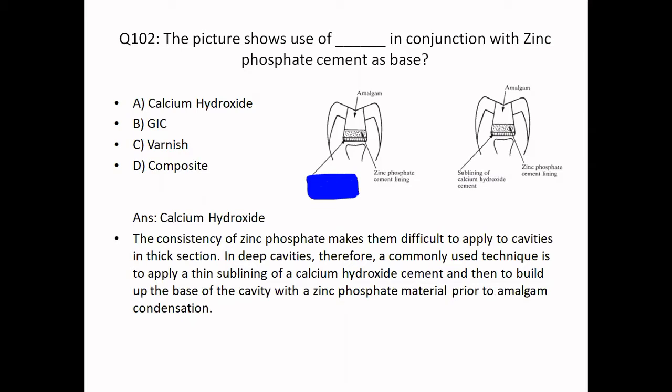The answer to this becomes calcium hydroxide, because this is a place of deep fillings. In deep fillings, the consistency of zinc phosphate makes it difficult to apply to cavities in thick section. Therefore, a commonly used technique is a thin sublining of a calcium hydroxide cement and to build up a base of a cavity with zinc phosphate material prior to amalgam condensation.